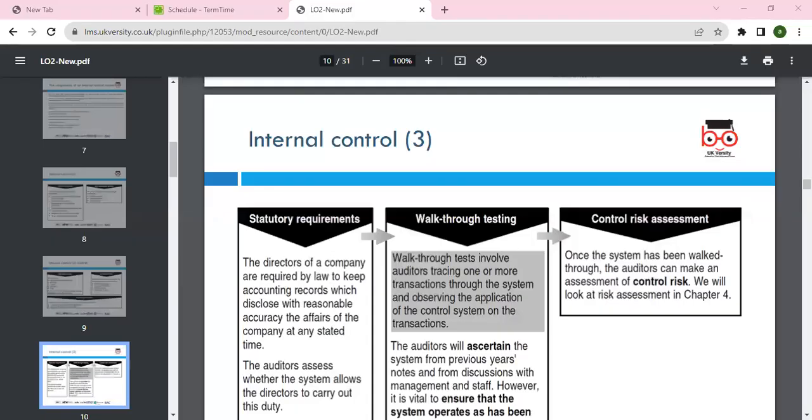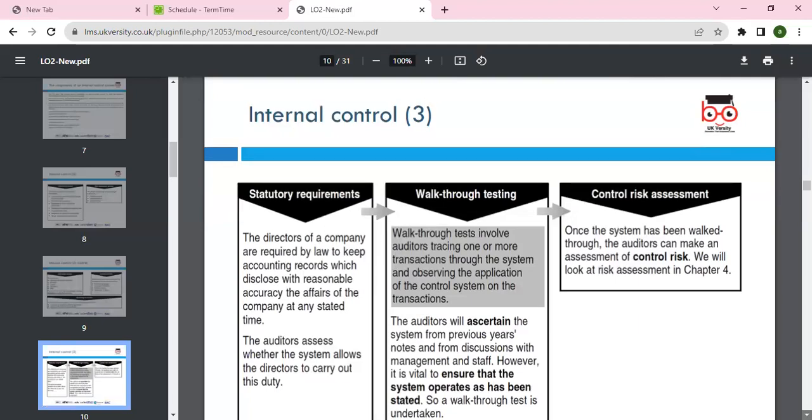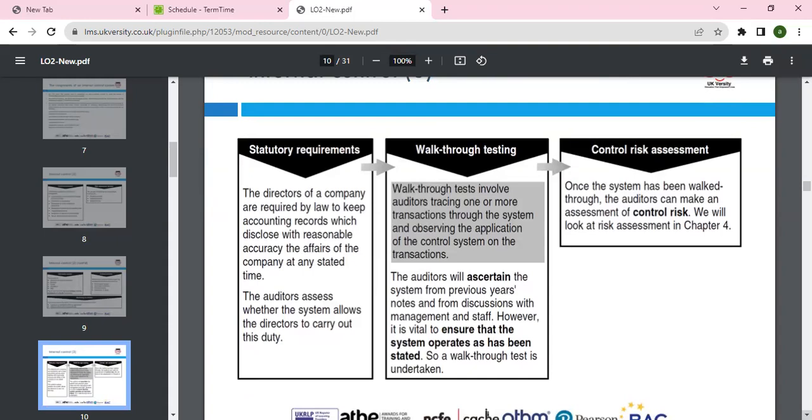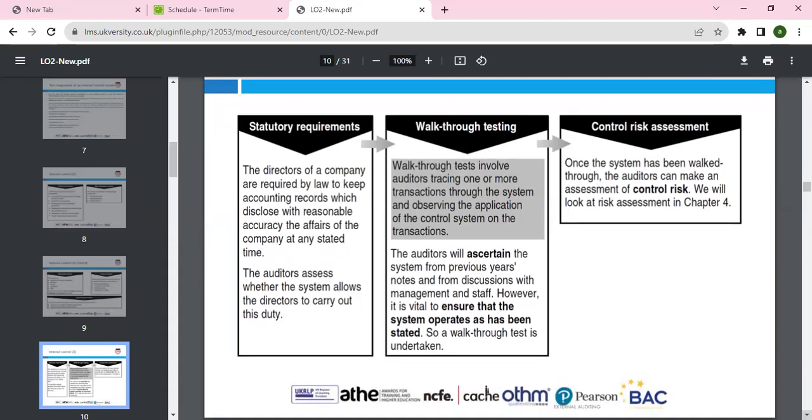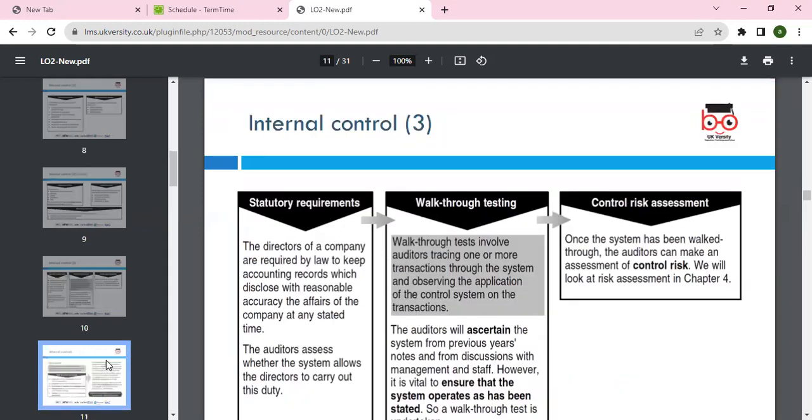Okay, welcome back. Let's go back to the slides. Statutory requirement by law: the directors of the company are required by law to keep accounting records and disclose with reasonable accuracy the company's affairs. Walkthrough testing involves the detailed tracing of one or more transactions through the system and observing the application of controls. Of course, audit does not mean you do 100%, you are doing sampling. So you are checking the systems, what the problems within them are, and how we can identify those. Once the system has been walked through, the auditors can make an assessment of control risk, which we can look at in our handouts and slides.